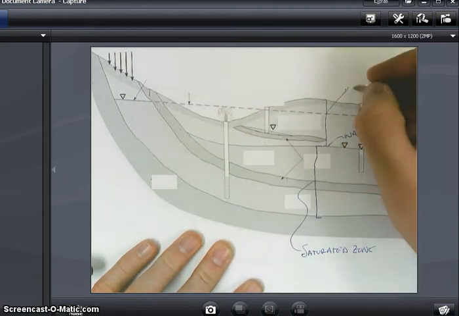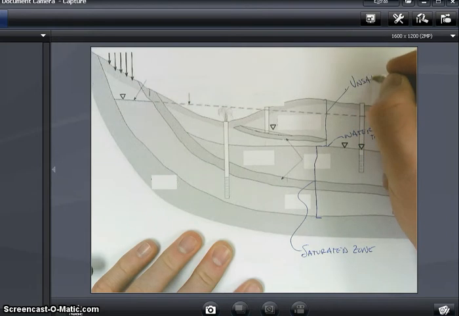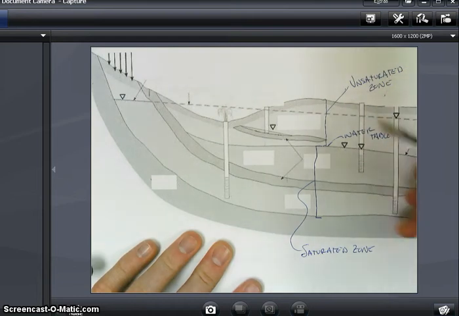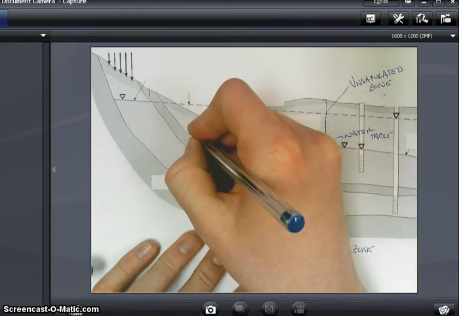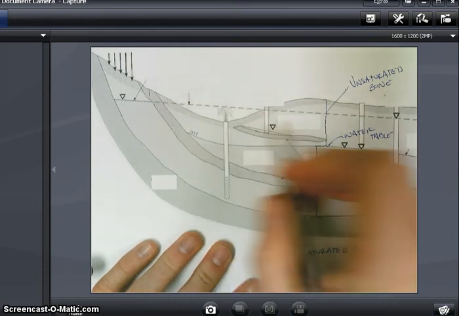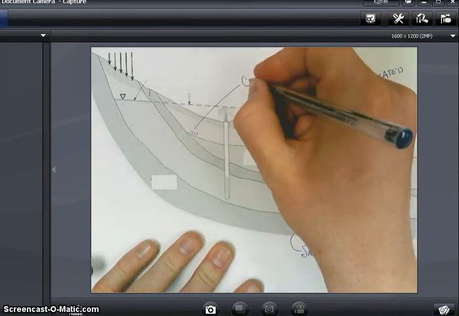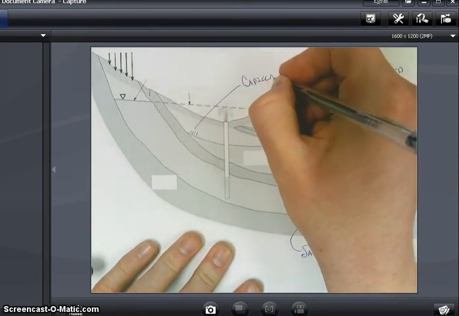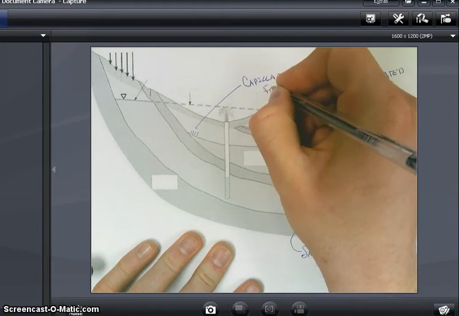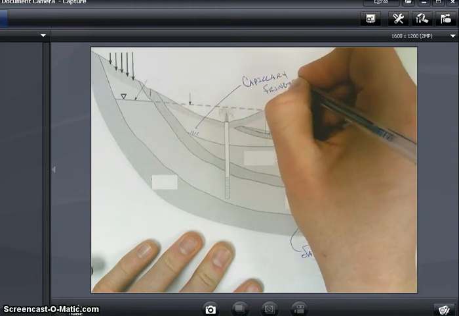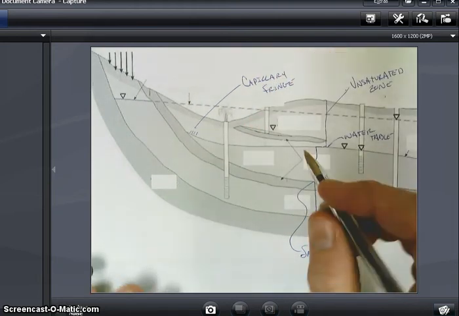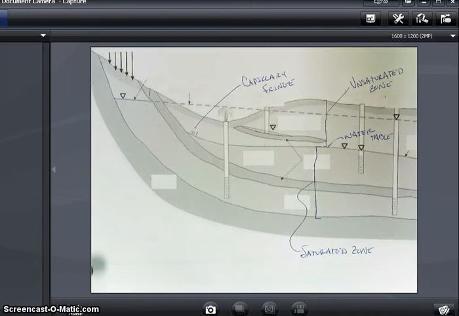Everything above it is unsaturated. And so I kind of group those three together because they all deal with the water table. And then the other thing that deals with the water table, and I'm drawing it in here, is the capillary effect. So those four terms I typically group together because they all deal with the water table.